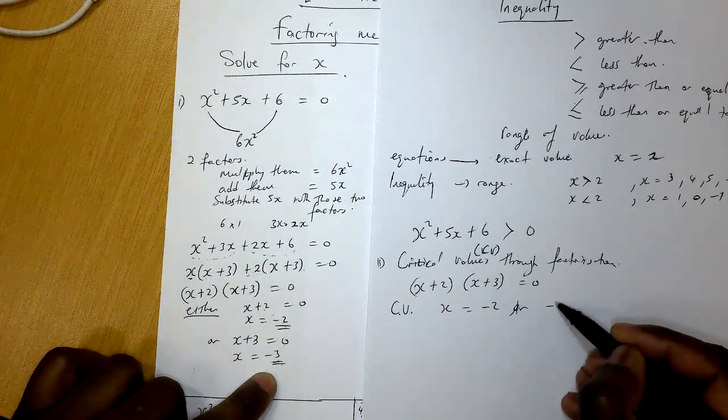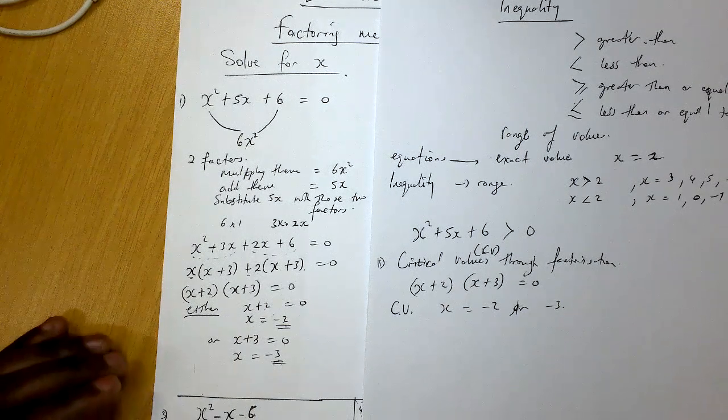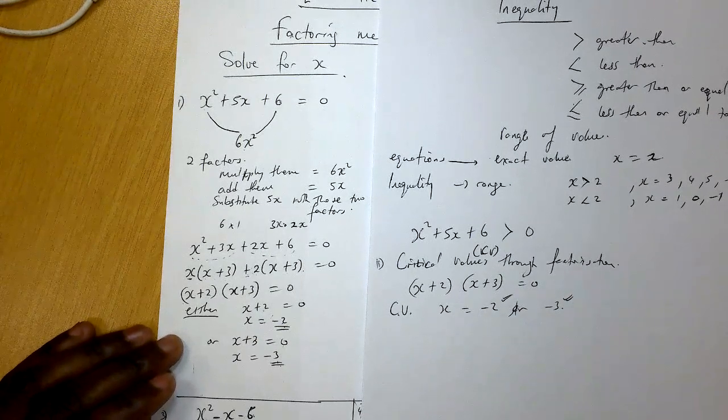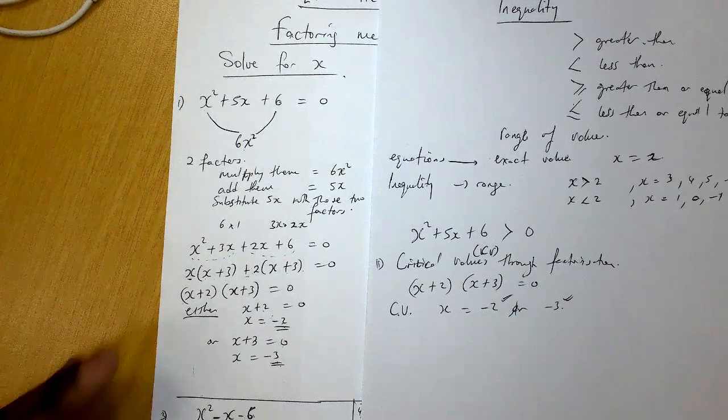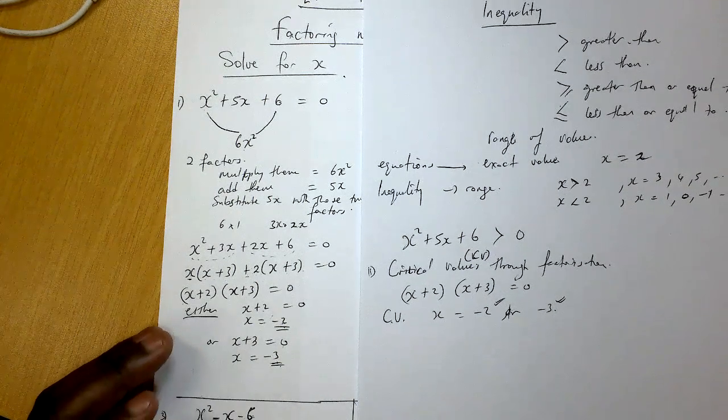Or negative 3. Those are the two values that we have here. So those are what you call critical values. Okay, those are critical values. Now, what must you do now? You haven't done yet. You need to come up now on a number line.